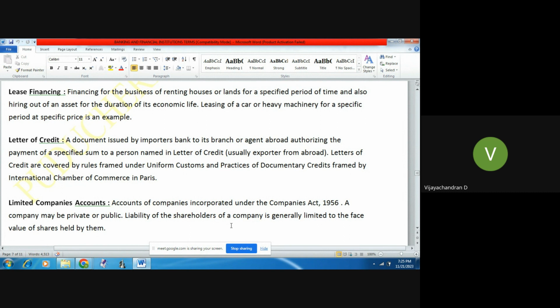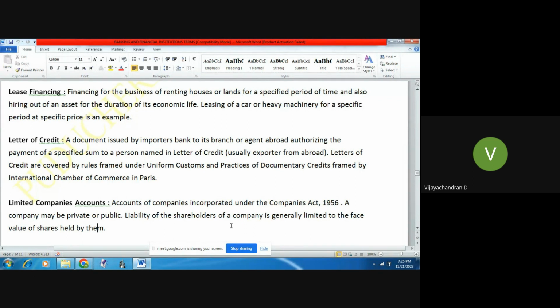Operating leasing: as the name suggests, operate means you have to renew. It will be for a short period, say 1 year. After 1 year, you have to renew. So that will not be able to recoup your fund.